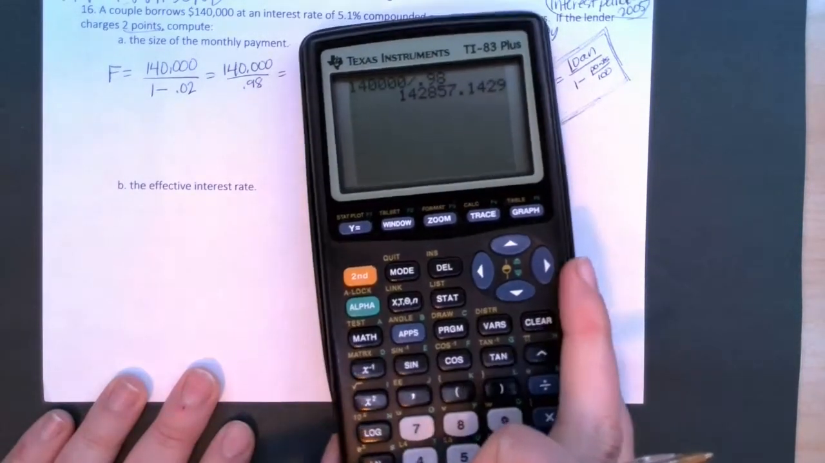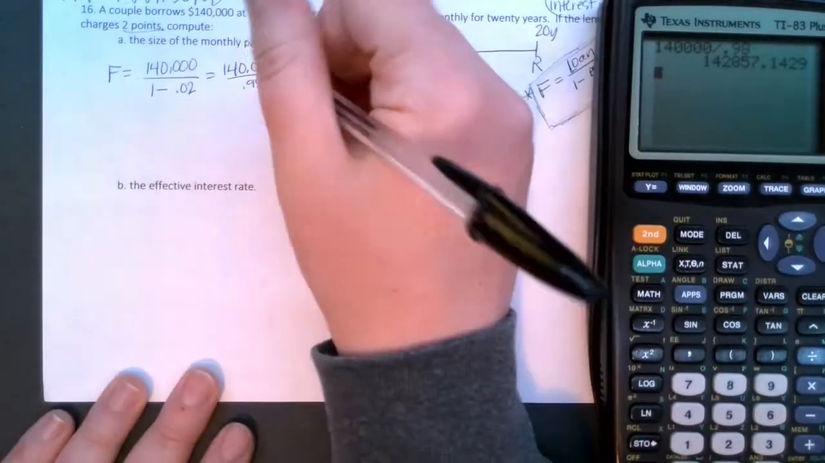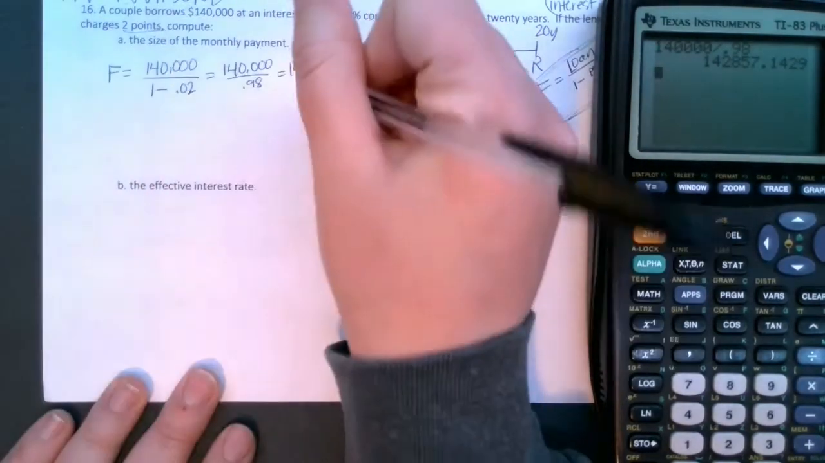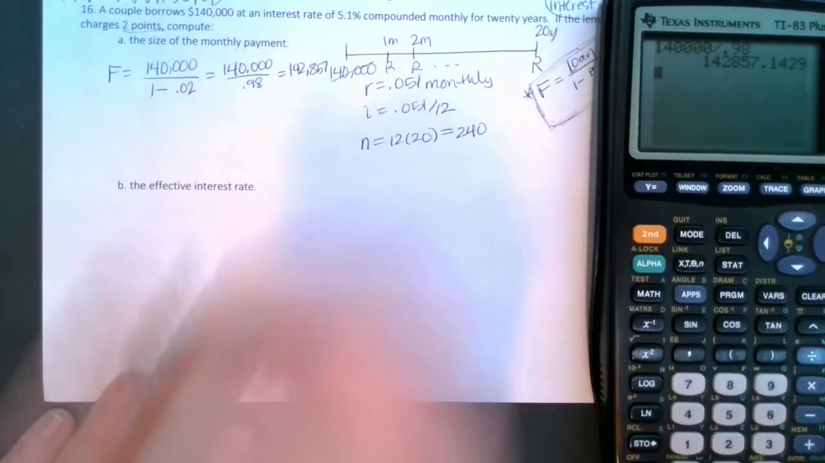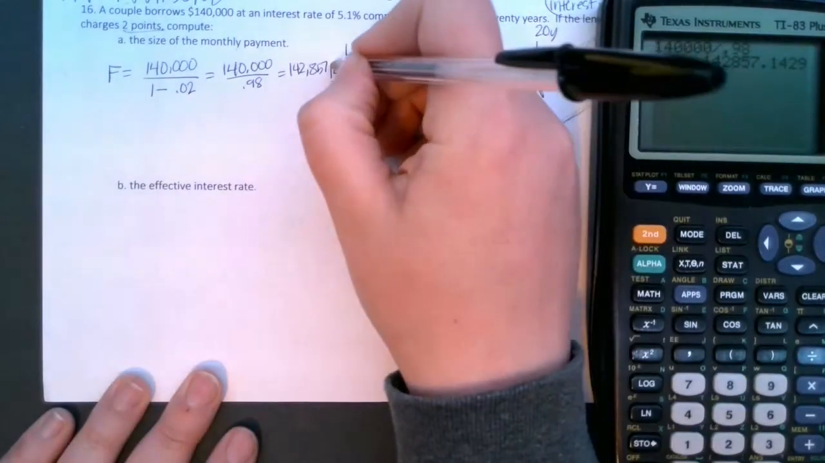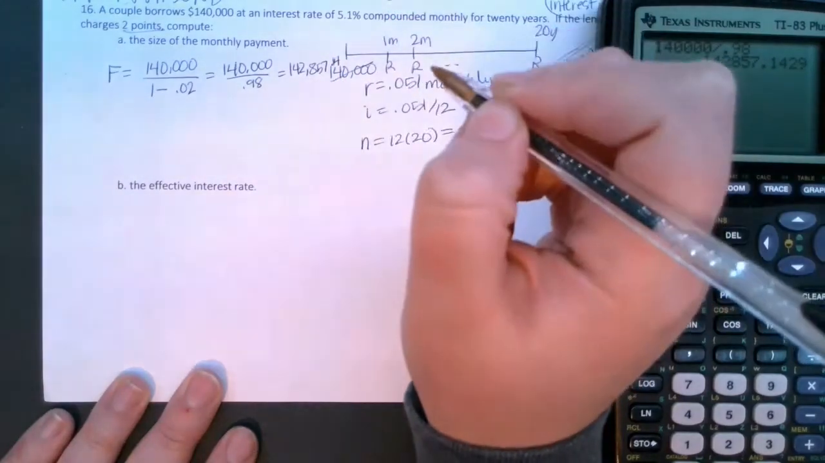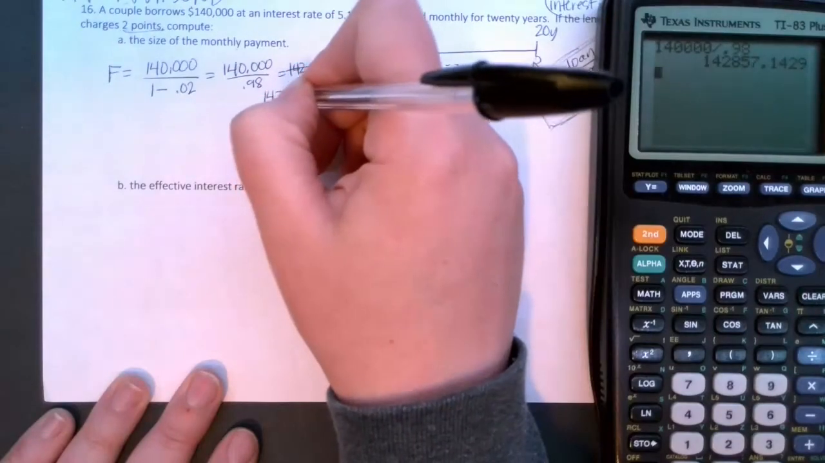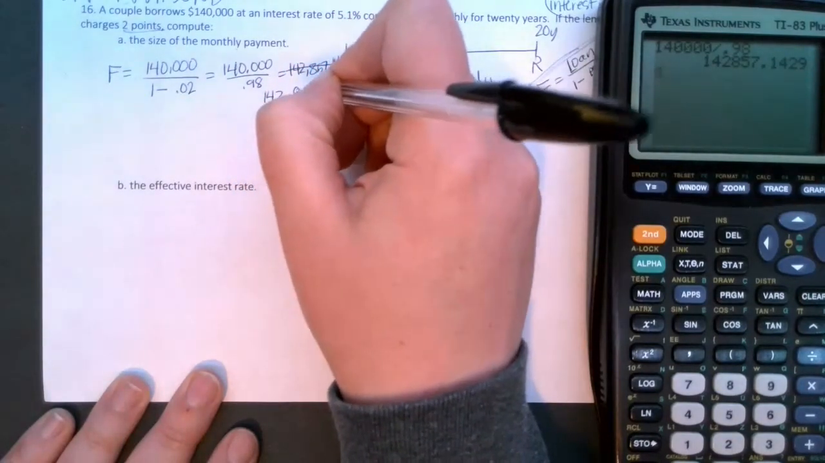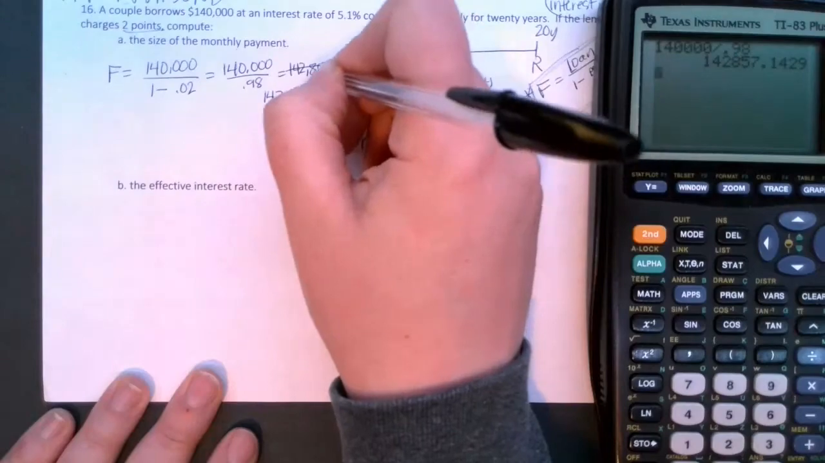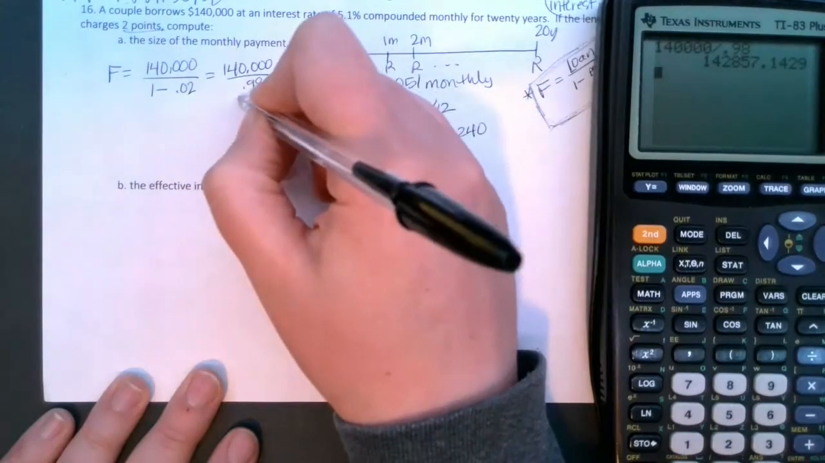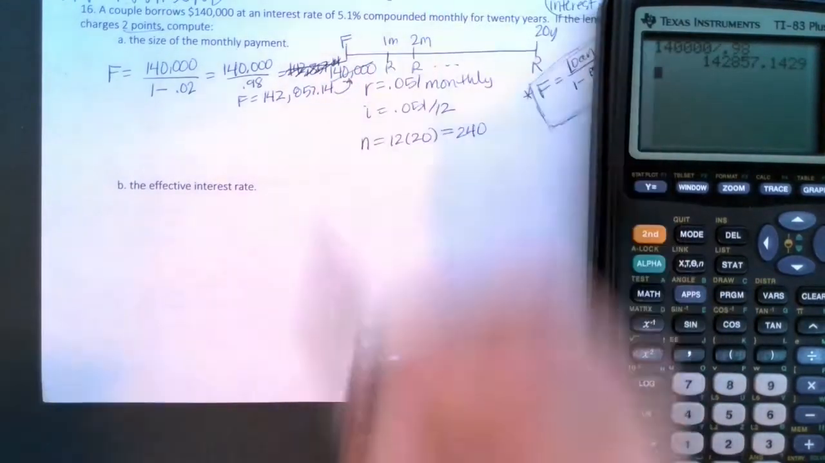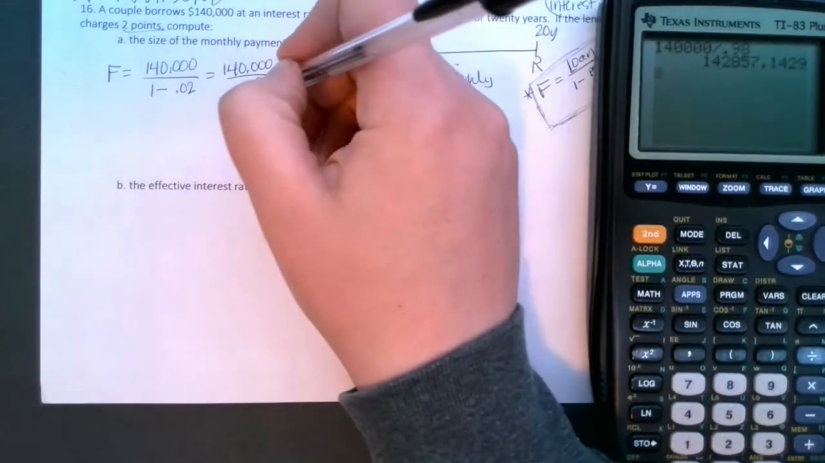So we get 142,857 and 14 cents, rounded to the nearest penny. So I'm just going to rewrite that because that didn't look very nice. 142,857 and 14 cents. Okay, so this is our face value. And that's what we're going to use right here. So the F is going to go at the beginning and take the place of the loan amount.